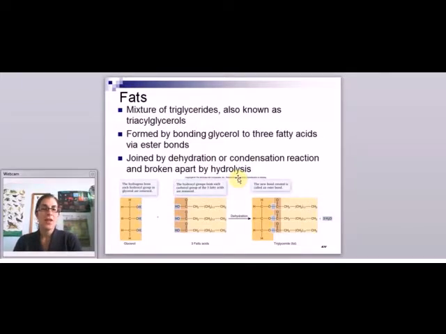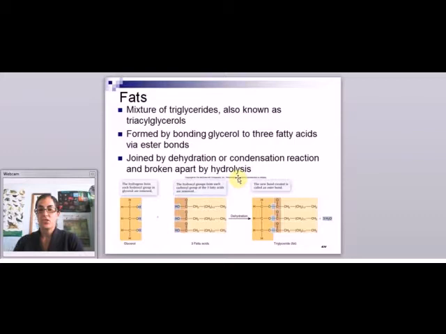Fats are also known as triglycerides or triacylglycerols, and that's good to know because when you're looking at a food label, that's often how they will be hiding fat in the ingredient list from you. But be aware that that does mean that they've added, for example, soy fat or something like that.